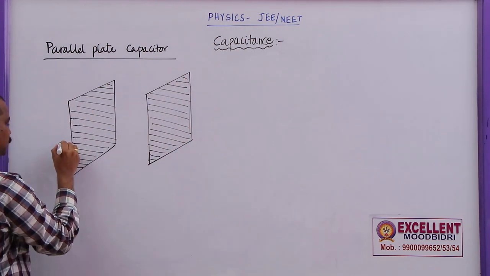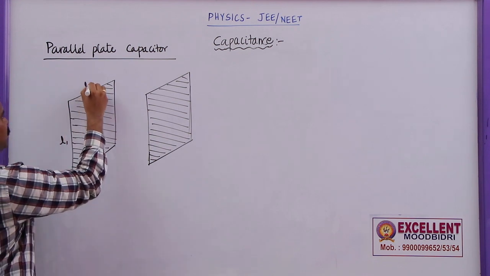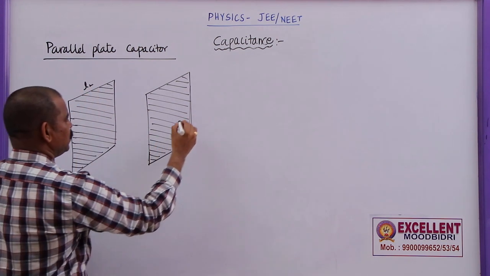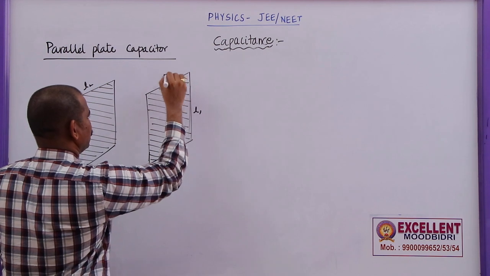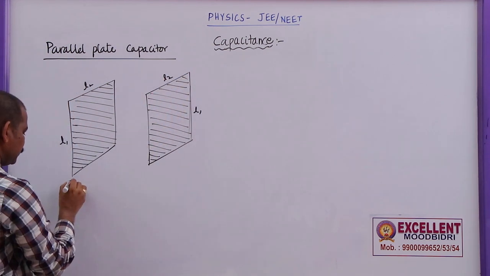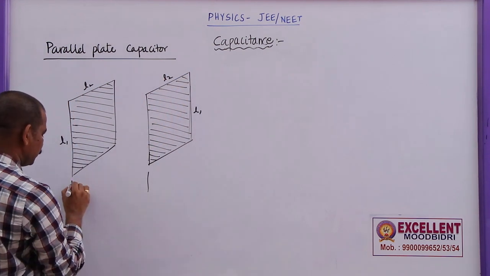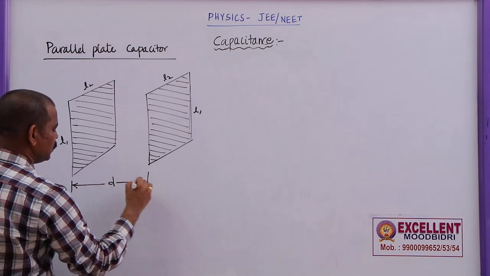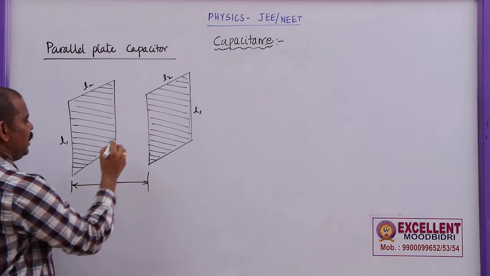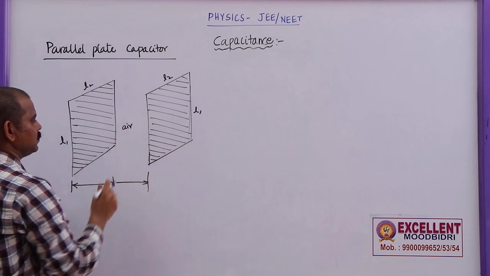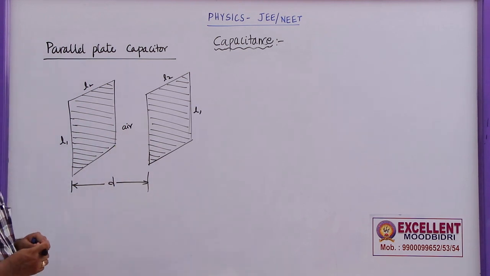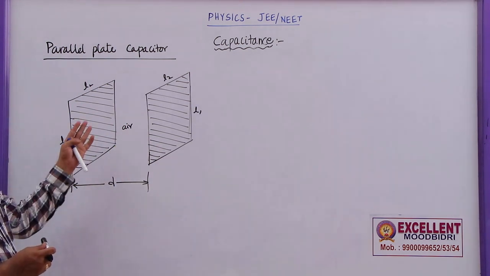Let the length of this plate be L and the width of this plate be L1 and this is L2. Similarly, this is also L1 and L2. The distance of separation between the two plates is, let us say, D, and air is the medium between these two plates. Now, how to find out the capacitance of this arrangement?